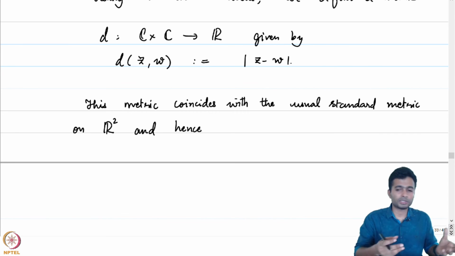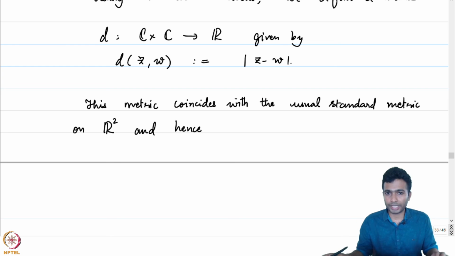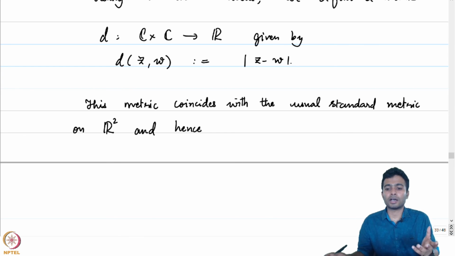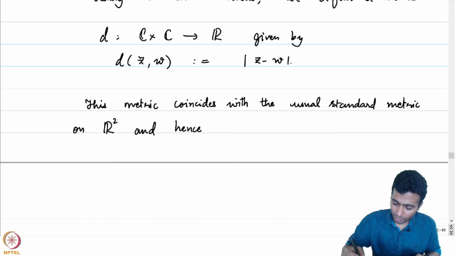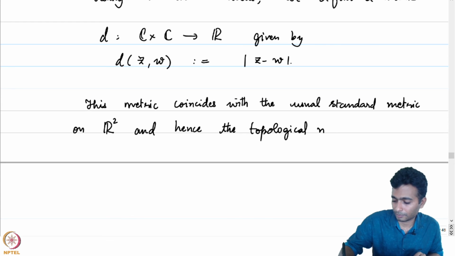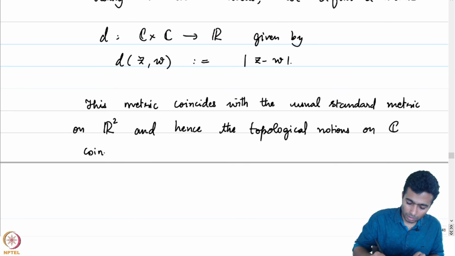So this is going to coincide with the standard metric on R2, and hence the basic topological notions of open sets, closed sets, boundary, convergence, limits, continuity, all these things are the usual topological notions we are familiar with from a course on real analysis, and hence the topological notions on C coincide with R2.